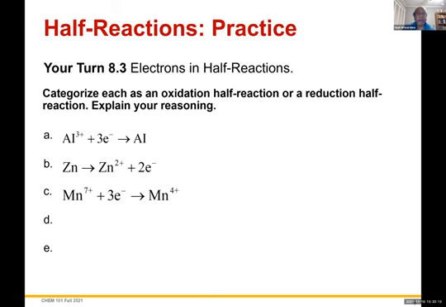Half reaction, we practice half reaction. First one, A, is an oxidation half reaction. Second one, B, is a reduction half reaction. Third one, C, is a reduction, and D is an oxidation. E is a reduction, gain of electron. If electron is found on the reactant side, that's a reduction. Electron found on the right side, the product side, is oxidation.